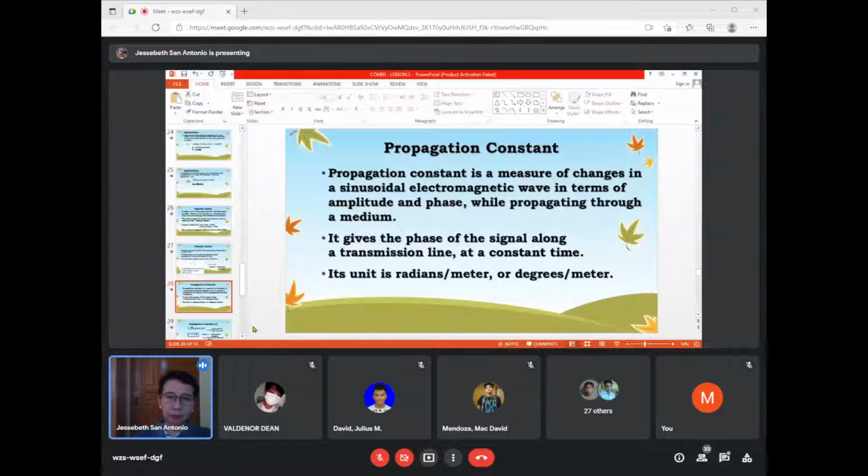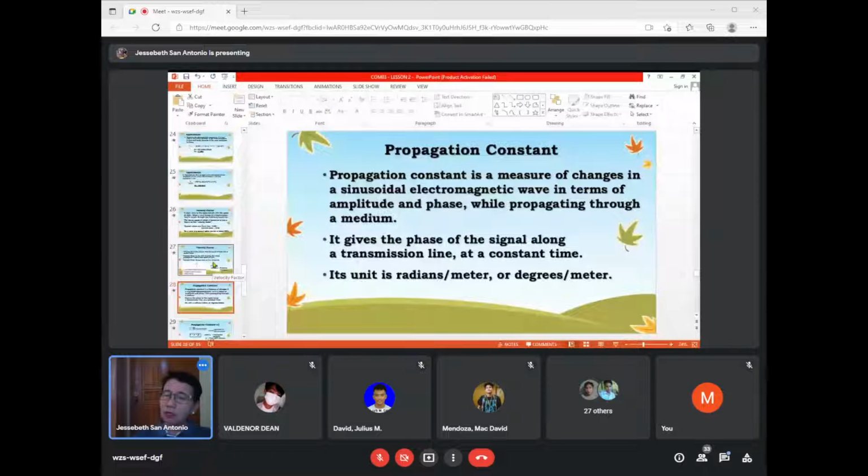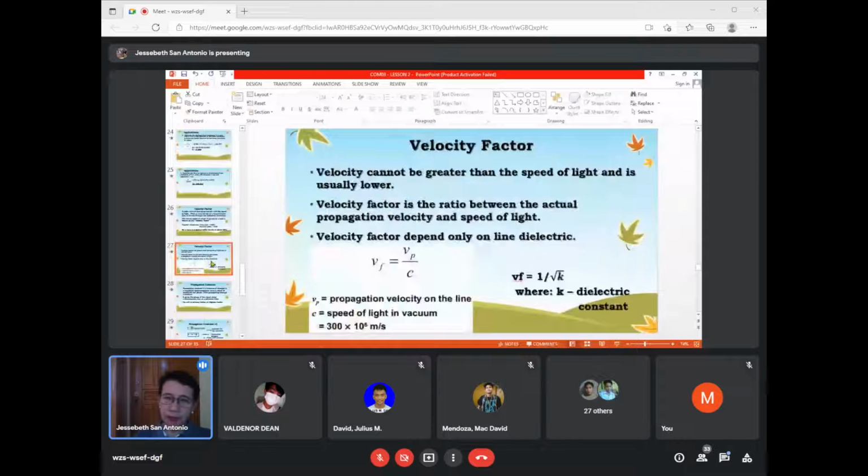After the propagation, ito na. Paano ko computing si propagation constant? Kasi yung tawag dito, velocity factor is calculated by, if you know the velocity of propagation on the transmission lines, you divide it by the speed of light. Anyway, the speed of light is a constant factor, no? You would be able to get the velocity factor. Or if you know the dielectric constant, as I made mention, you may simply use this.